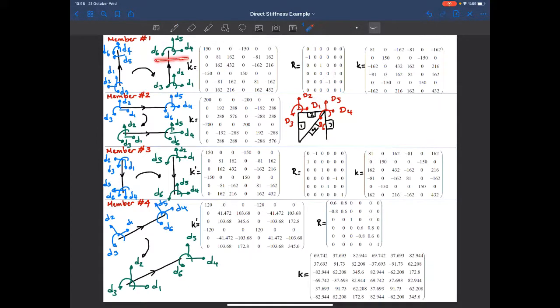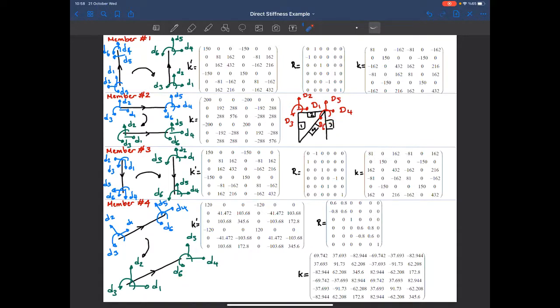Okay. Now, let's take a look at the first member. These are the directions and they match the directions of the structural degrees of freedom. Let's take a look at the second member. They match. Third member, they match. They are all in the same direction. And the fourth member, again, they are all in the same direction.